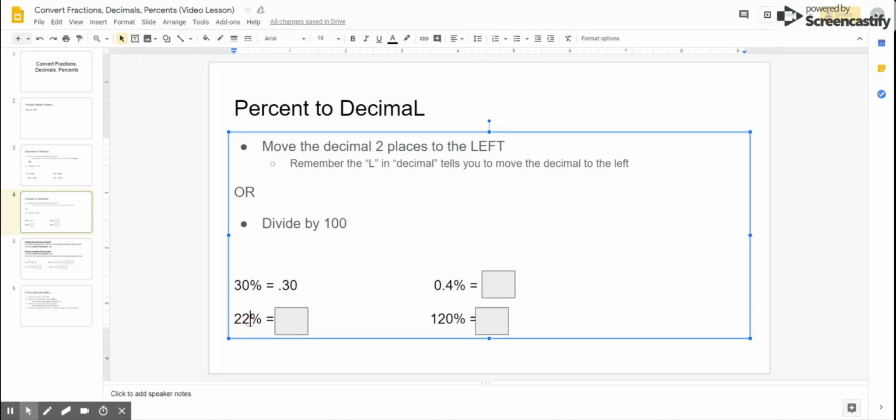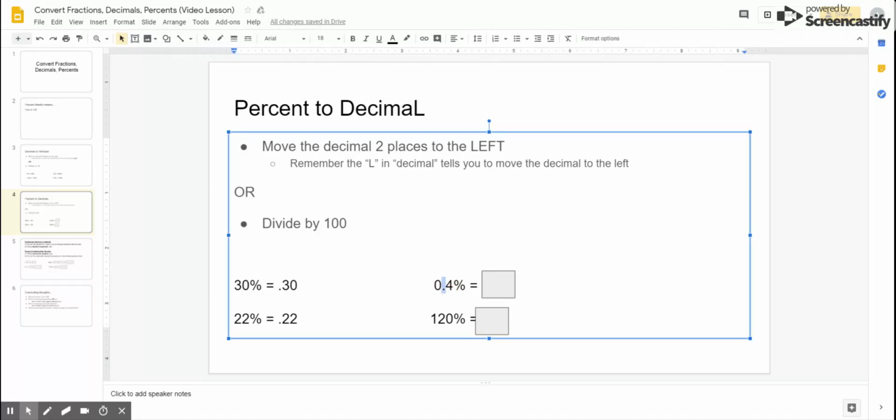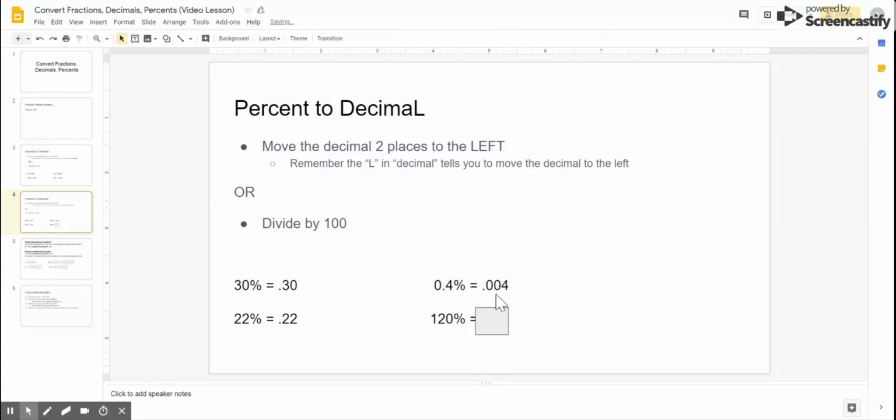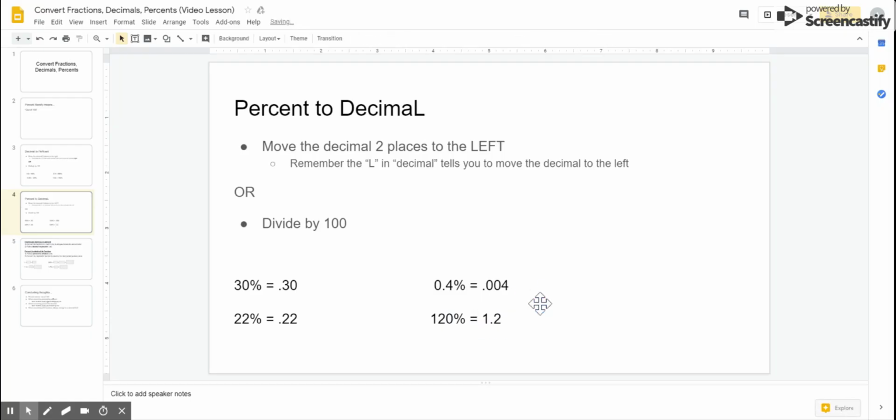In the next example, 22%. So the decimal starts here, but we're really going to move it now 2 places to the left and get 0.22. In the next example, the decimal is here. We're going to move it 2 places left, and we have 0.004. And then in the last example, the decimal is really here. When we move it 2 places to the left, we now have 1.2.